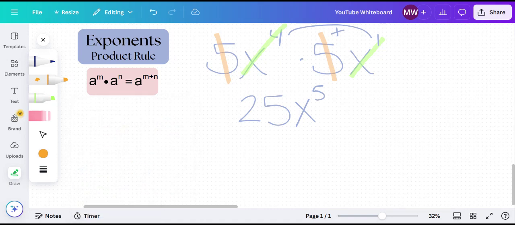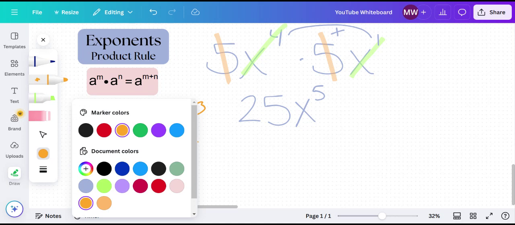So here we have 4x to the sixth times 6x to the third. So first, let's look at our coefficients, our big numbers out front. We've got 4 and we've got 6. These get multiplied. It's a multiplication problem. We have to multiply the big numbers. So 4 times 6 is 24.